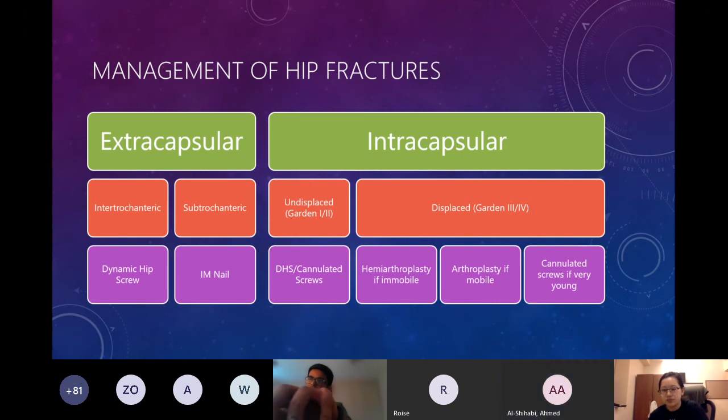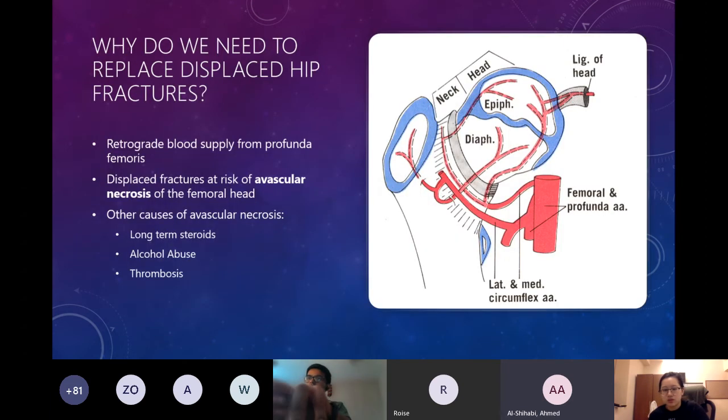Right. So the next question I pose to you all is, why do we need to replace displaced hip fractures? Yes, thank you, Anush. Hip fractures are really important. So anyone want to answer? Why is it urgent to replace a displaced hip fracture?